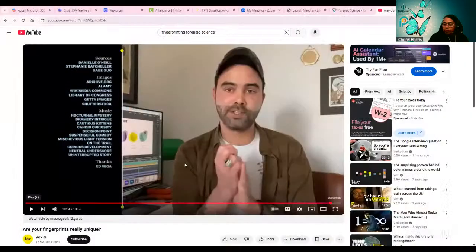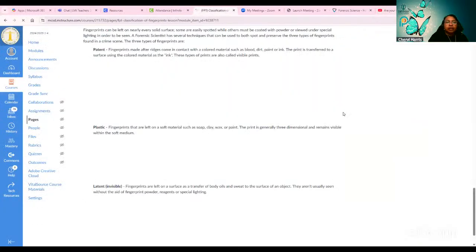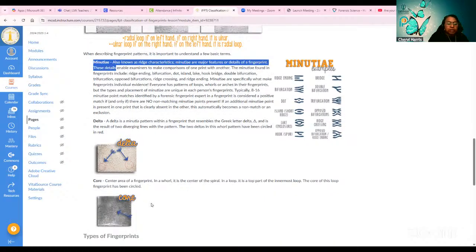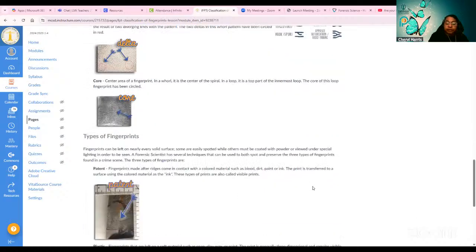We've been so focused on the minutiae. I think it's minutiae, and that was one of the vocabulary words on your list. So let's come back up here to make sure that you see that. All right, so in Canvas, they talked about minutiae and what that is, and they also looked at the different swirls and patterns.